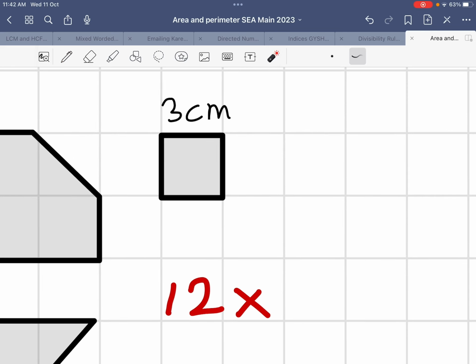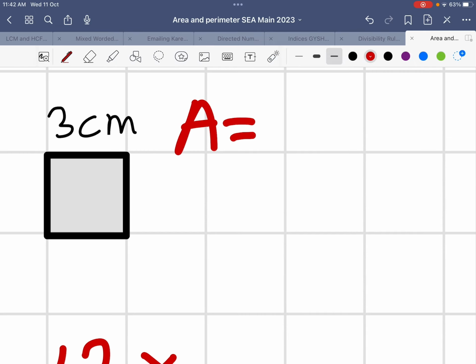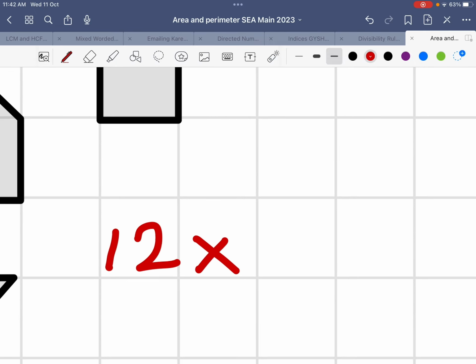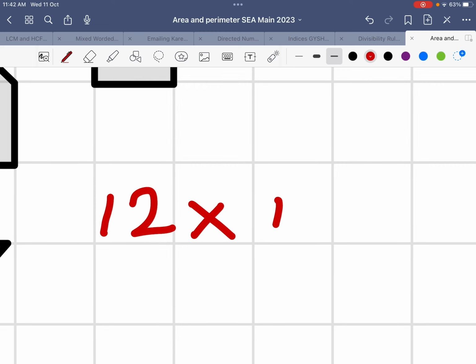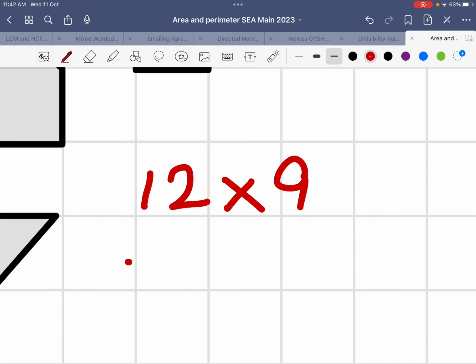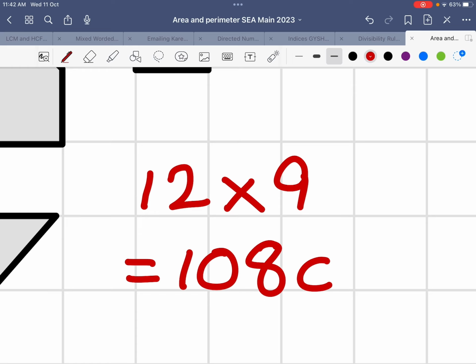Here we can see that one side is 3, so 3 times 3 is 9. So the area of each block is 9 centimeters squared. So 12 times 9 is equal to 108, so that's 108 centimeters squared.